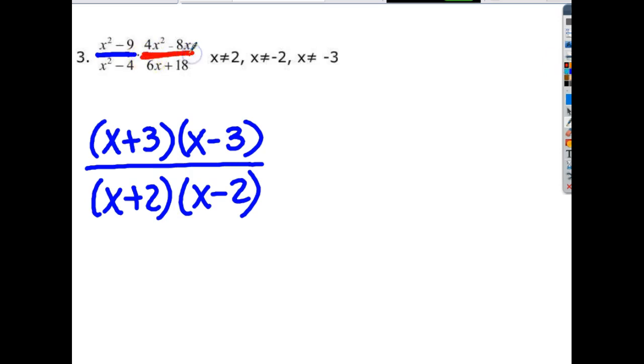This one right here isn't the difference of two squares, but what divides 4 and 8? And so I'm going to factor out a 4x, so I'm going to have an x minus 2 left here for that numerator. This last denominator, what divides 6 and 18?